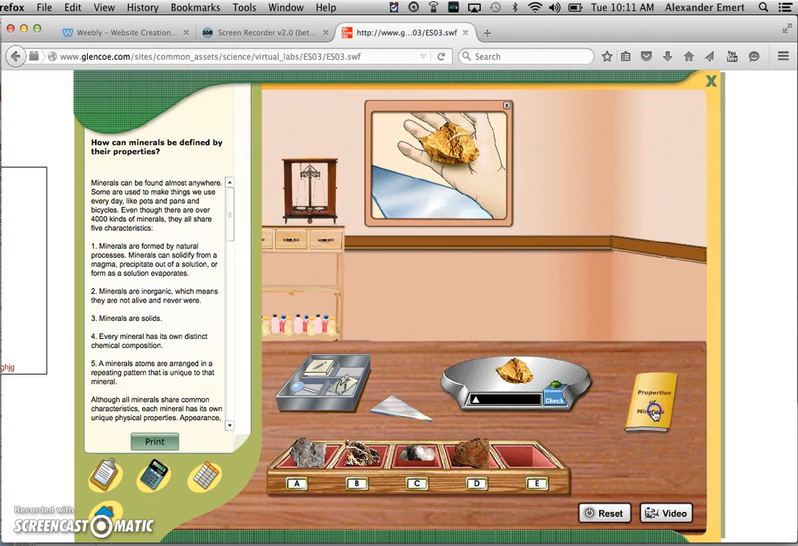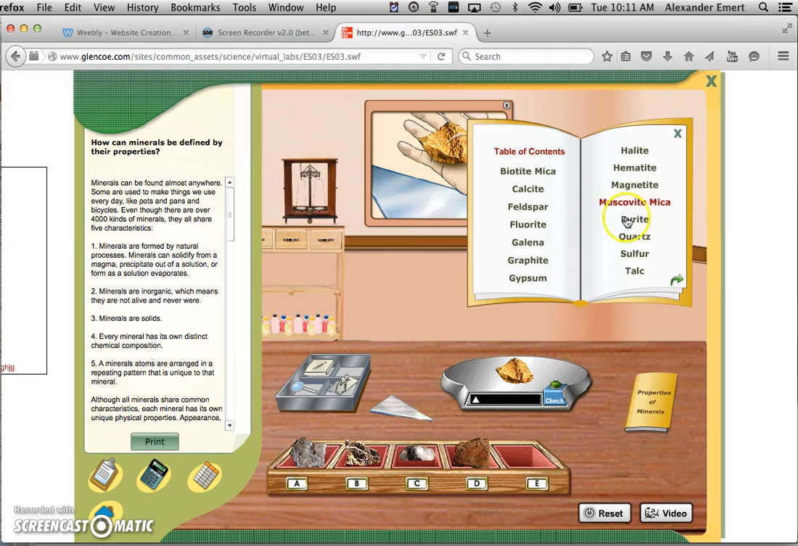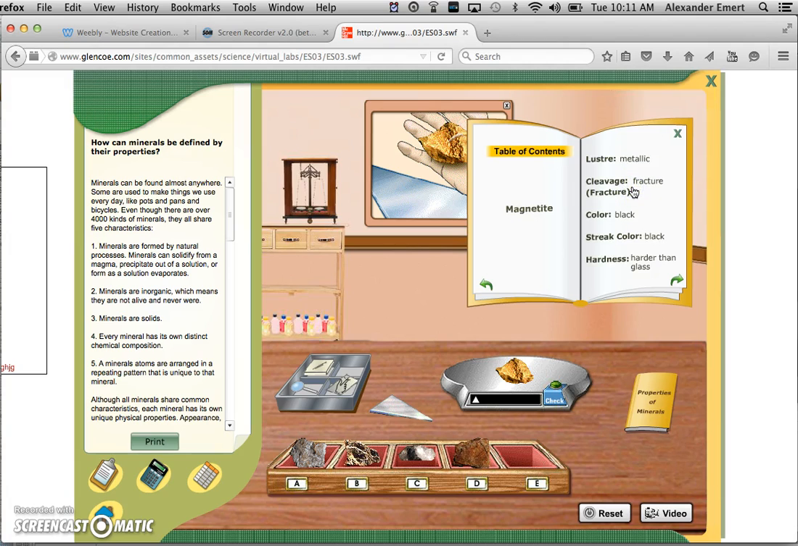Then we come over here to the properties of minerals table. Okay, these are the minerals that it could possibly be. So you click on the mineral, you look at the information, and then try to determine, based off the stuff that you found, which mineral it would be. So, remember, luster, metallic. Well, nope, we don't have a metallic luster here, so that's not it. Non-metallic, yes, we have non-metallic. But there's cleavage, so it's obviously not mica.